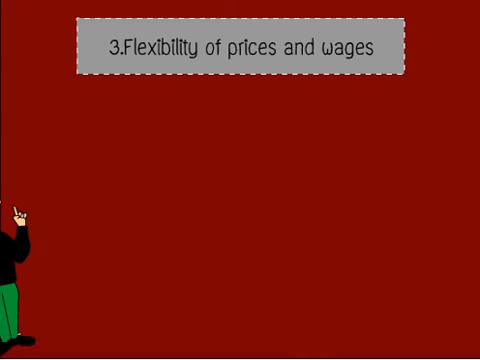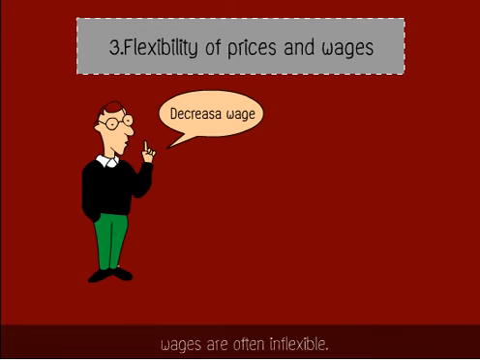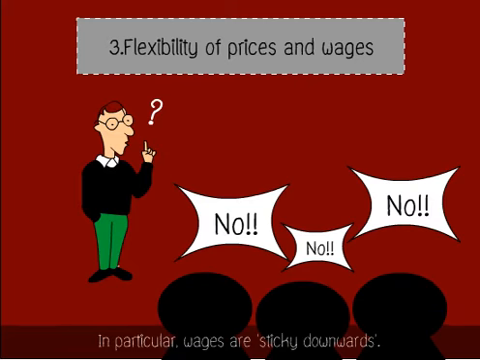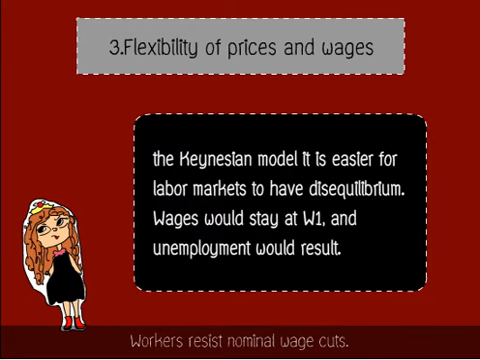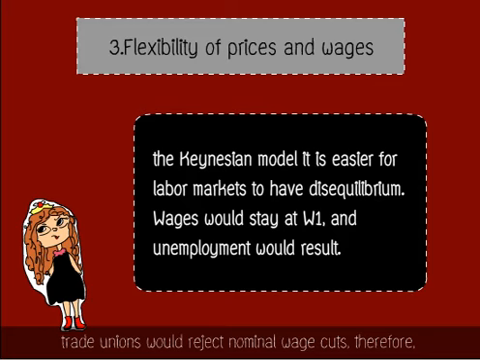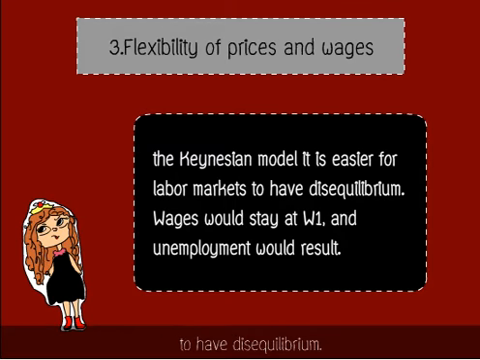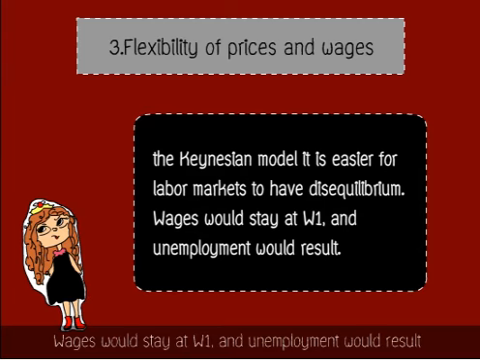However, Keynesians agreed that in the real world, wages are often inflexible. In particular, wages are sticky downward. Workers resist nominal wage cuts. For example, if there was a fall in demand for labor, trade unions would reject nominal wage cuts. Therefore, in the Keynesian model, the labor market may fail to reach equilibrium. Wages would stay at W1 and unemployment would result.